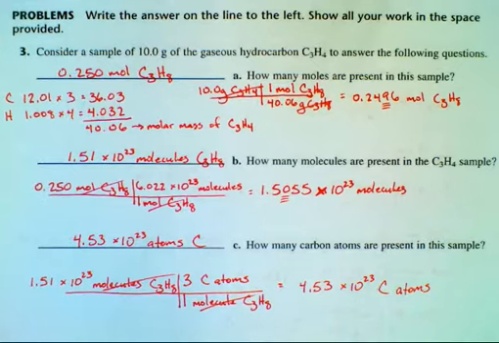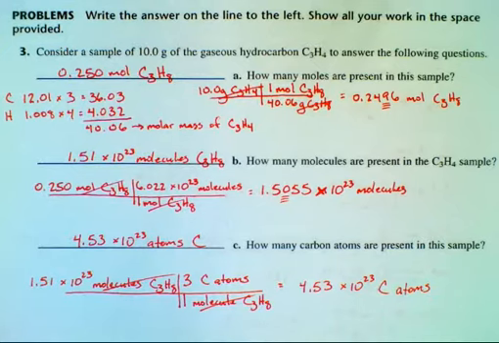B asks, how many molecules are present in this sample of C3H4? So I take my total number of moles of this hydrocarbon, and I'm going to use Avogadro's number to convert from the moles into molecules. Right? So Avogadro's number is 6.022 times 10 to the 23rd molecules. This is in your notes. Moles cancel to leave molecules as the only unit. This setup tells me to multiply these two values, so my final answer is 1.51 times 10 to the 23rd molecules of C3H4.